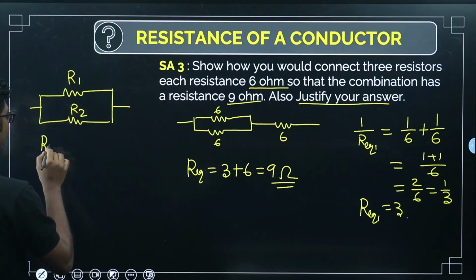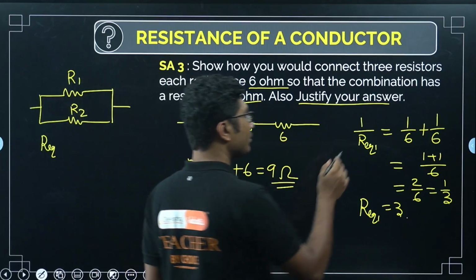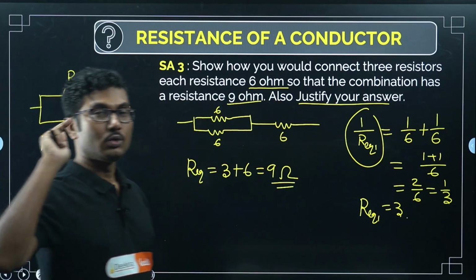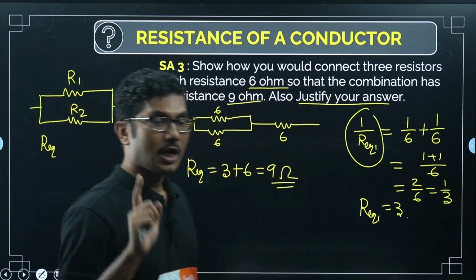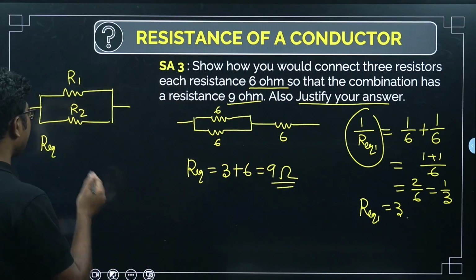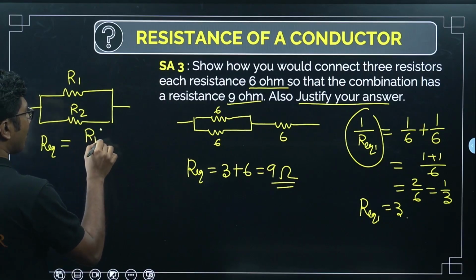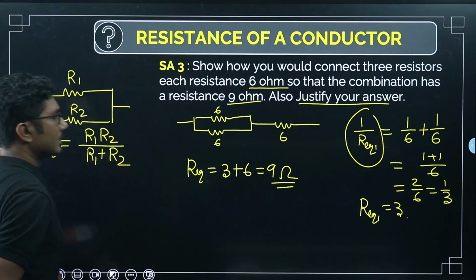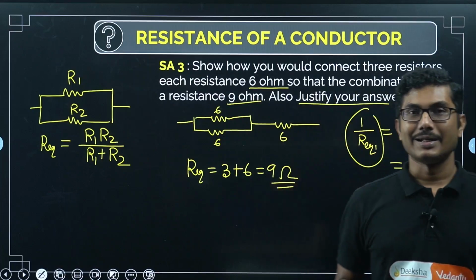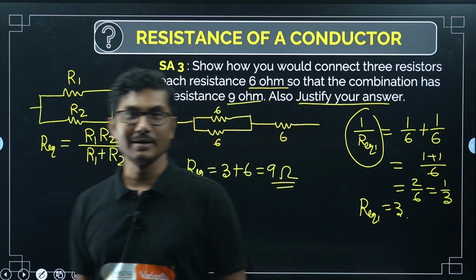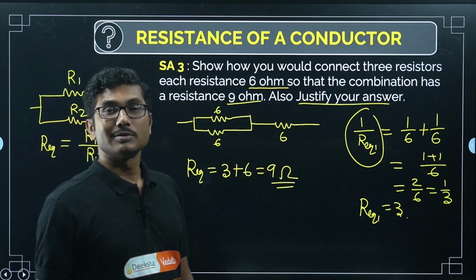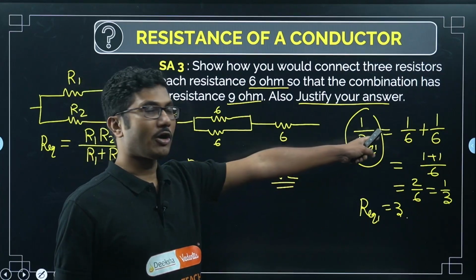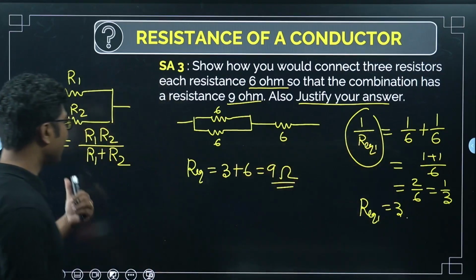In this case, you can directly calculate R equivalent without using the help of 1 by R. This is only valid when 2 resistors are connected in parallel, not for 3, not for 4. Only when 2 resistors are connected in parallel, you can directly use R1 R2 divided by R1 plus R2. This is the shortcut formula to calculate the resistance of 2 resistors connected in parallel. And in your class mostly 2 resistors will be given. If more than 2 resistors are given in parallel, then you have no option, you have to use the other method. Otherwise you can use the direct method.